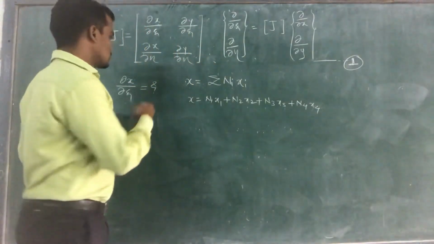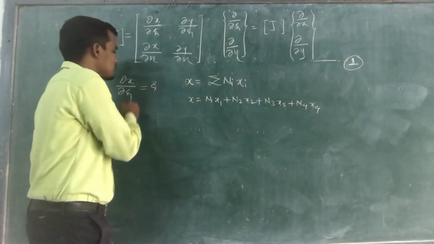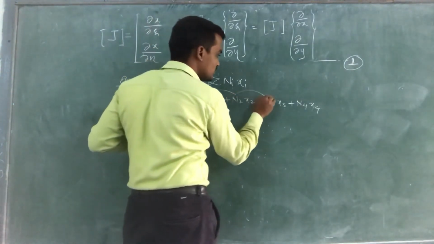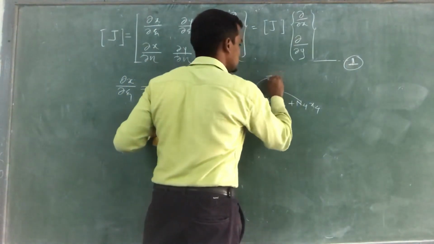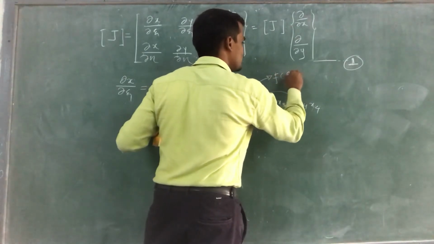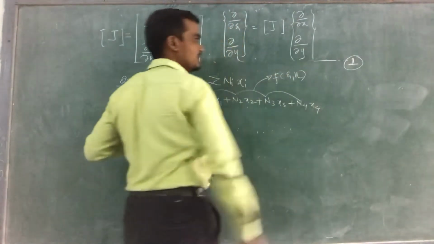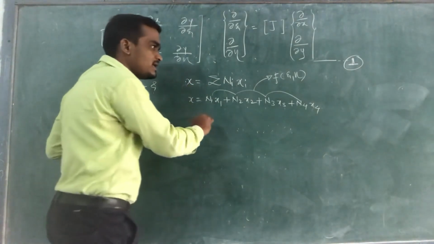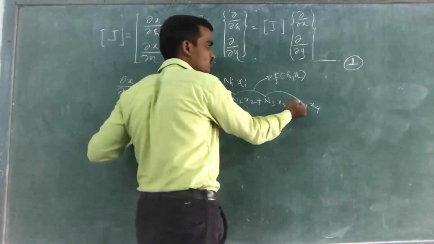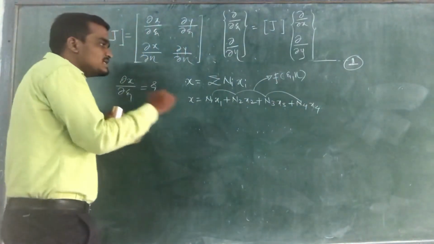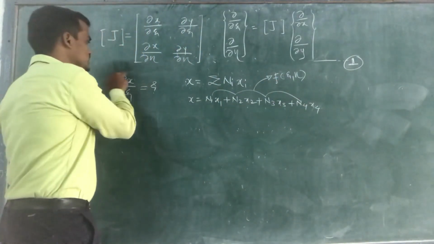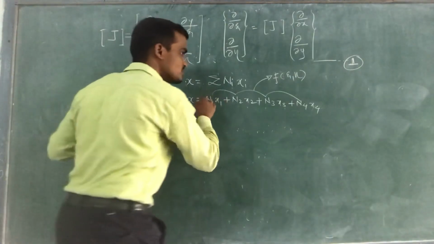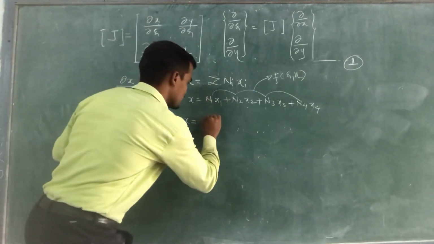Okay. So ∂x/∂ζ, how to determine ∂x/∂ζ? As we know that N1, N2, N3 and N4 are functions of ζ and η. So if we write these N1, N2, N3 and N4 terms in terms of ζ and η, then we can easily determine ∂x/∂ζ. So how? So x is equal to, in terms of ζ and η, N1 is what?